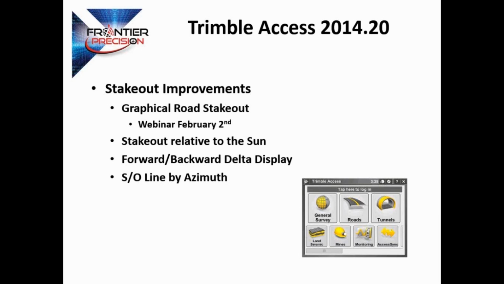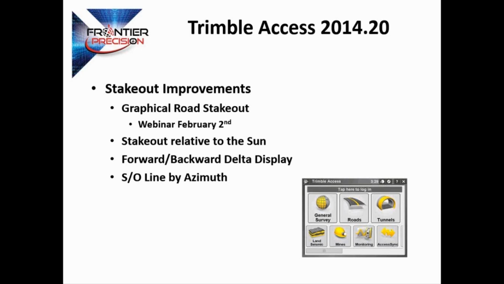They did add the stakeout ability now to reference the sun for your stakeout rather than north. So if you're in an area where it's very difficult to get a bearing base, you can pop it over to the sun. You can see the sun visually, and you can stake out relative to the sun. That is a feature that's just a quick snap in Trimble Access when you're in the stakeout menu. They've added the forward-backward to delta display, so now you can stake out relative to forward and back.